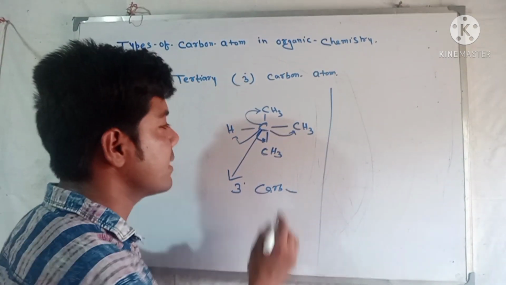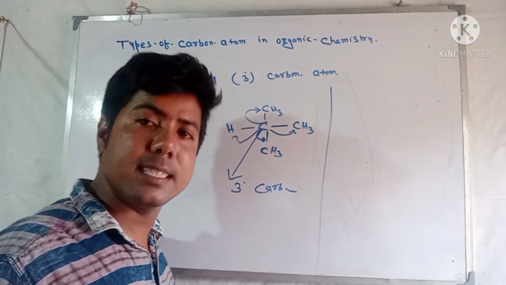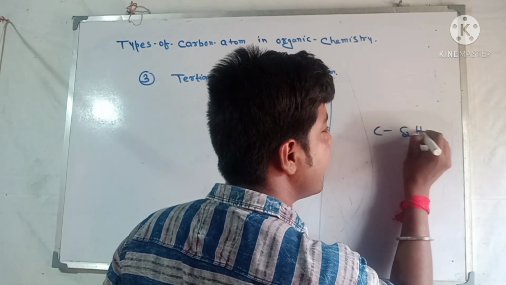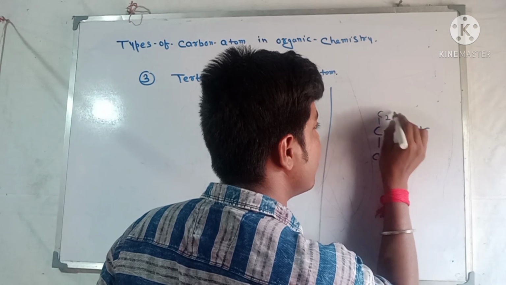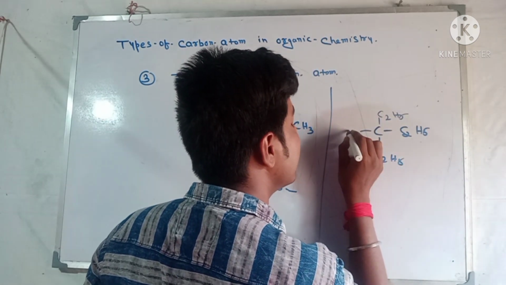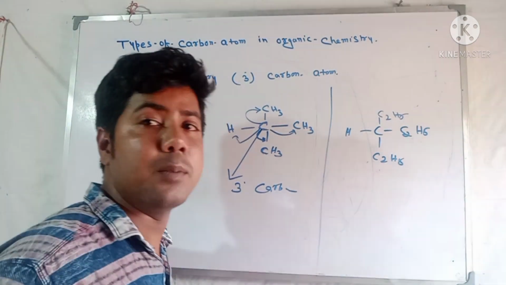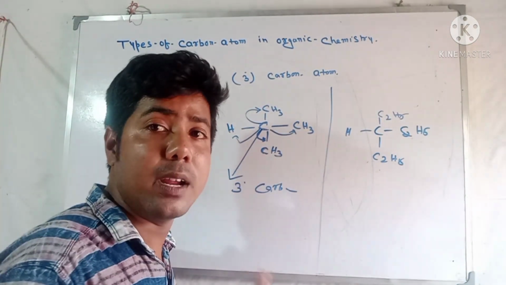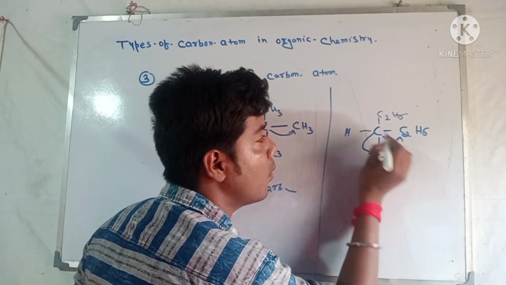The attached groups may be methyl. You can ask, sir, can I take ethyl? Yes, you can also take ethyl. Here you can write C2H5, C2H5, also C2H5, or here also H. You need 3 carbons, no problem. It may be methyl, ethyl, propyl, butyl, no problem, but you need 3 carbons.